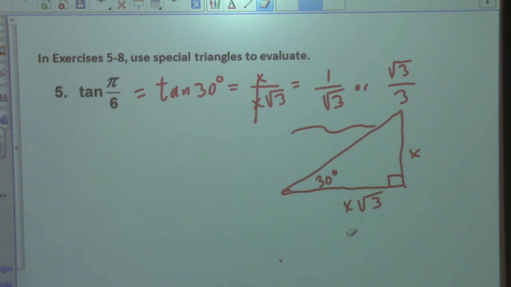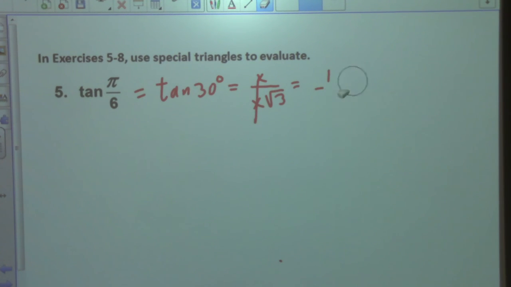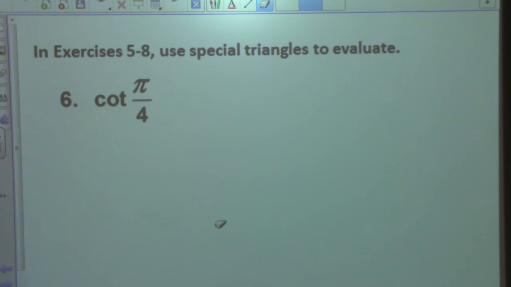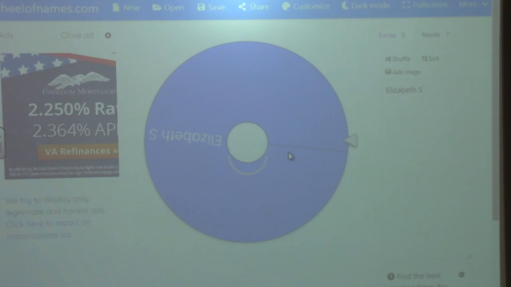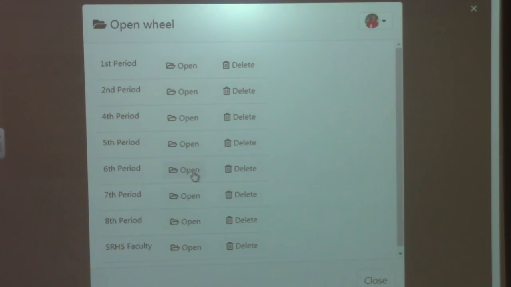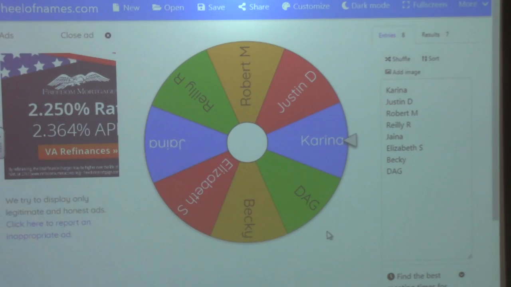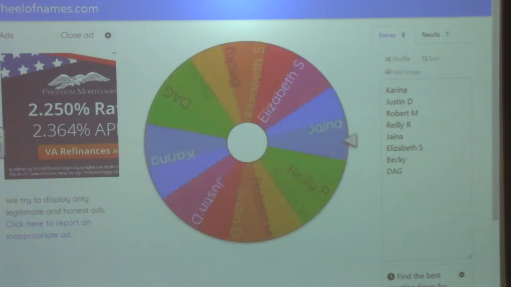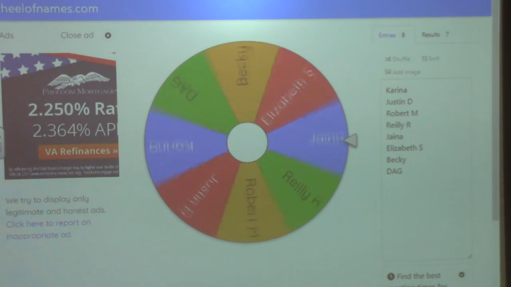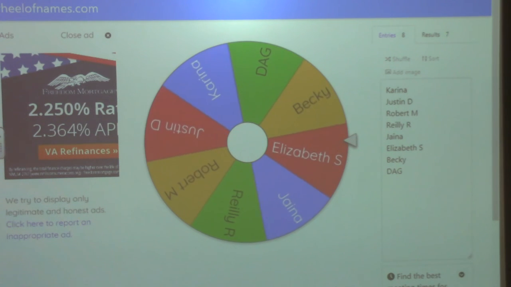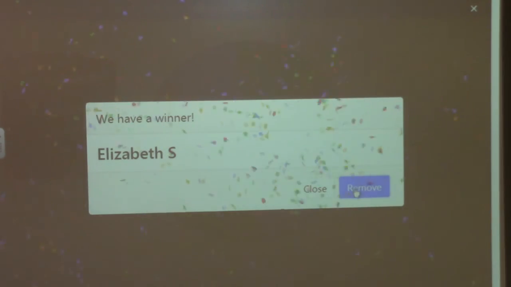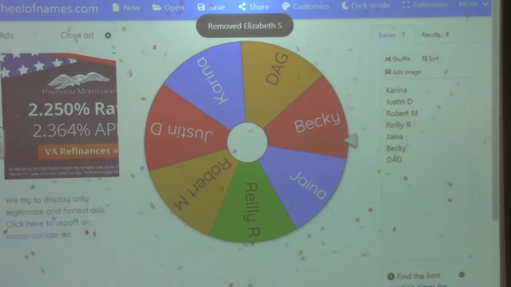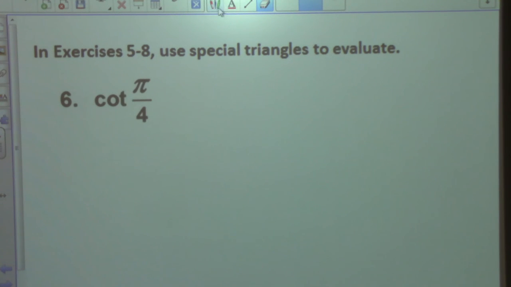Okay, I'm going to erase this now. Now we are to number 6. Okay, yeah, we should be able to do this one here. We're going to get a new crop of people here. Okay, here we go. Number 6. It's going to be Elizabeth. All right, Elizabeth, you have this one?